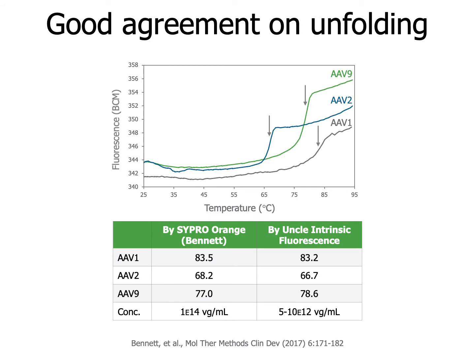If we want to compare those unfolding aggregation temperatures to the literature, we can look at this paper by Bennett, who used a dye-based method to look at protein unfolding. Comparing Uncle's results and the results shown by Bennett, we get very good agreement for 3 different serotypes tested here, AAVs 1, 2, and 9.